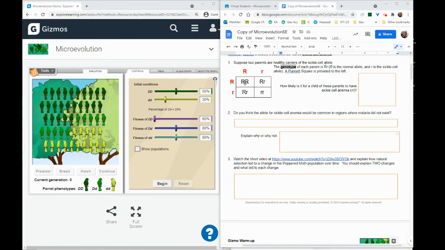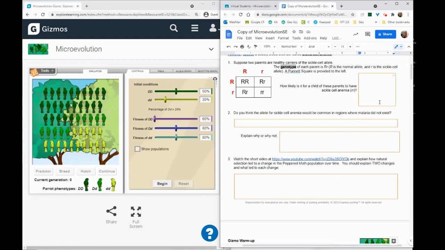1 out of the 4 options is big R, big R. So these offspring would have normal shaped red blood cells and no resistance to malaria. 2 out of 4 options would have big R, little r. So they would have normal shaped red blood cells and they would have resistance to malaria. And then little r, little r is 1 out of the 4 options, 1 out of the 4 possibilities. And these individuals would have sickle cell anemia. So 1 out of 4, you're going to put the percentage in the box.